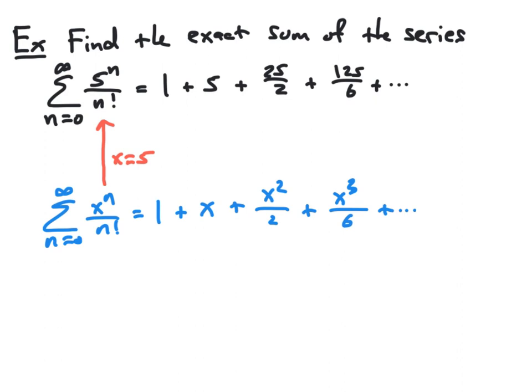We know that our Maclaurin series is equal to e to the x for every x. And therefore, we know that this series with term 5 to the n over n factorial is going to converge to the number e to the x with x equal to 5. In other words, the sum of our series is going to be e to the 5th power.